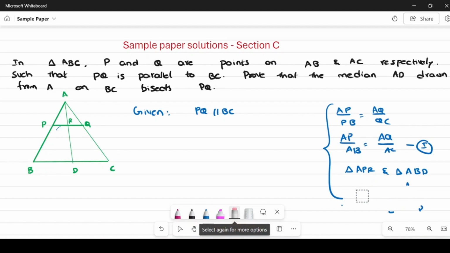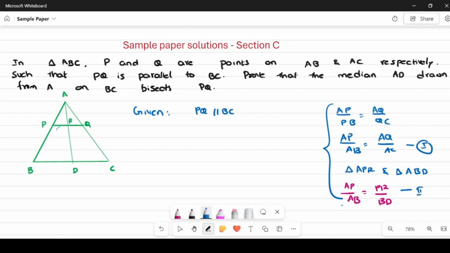So we can write the corresponding sides proportion. We can write AP by AB is equal to PR by BD, which is equal to AR by AD. We'll consider any two sides relation as per our requirement. We want PR, so let us say we want this one, PR by BD and AP by AB. So we may not need this one. Okay, so AP by AB is equal to PR by BD. Let us say this is relation 2.